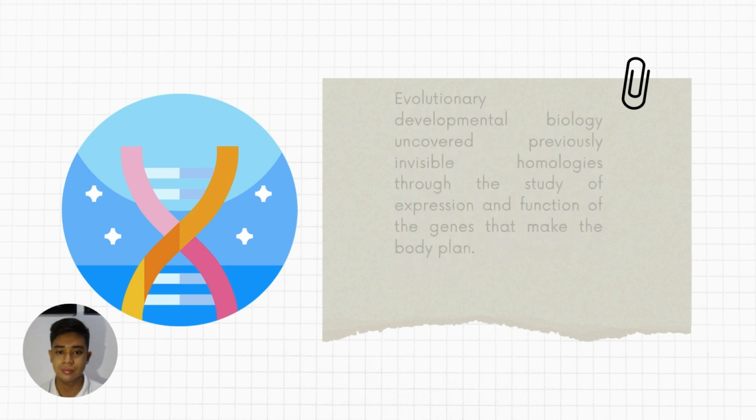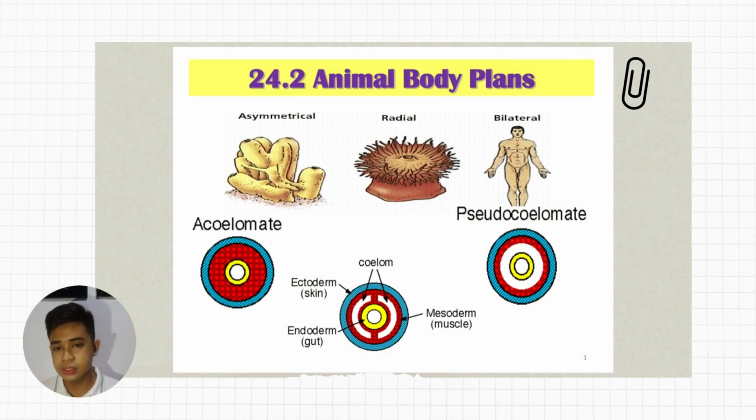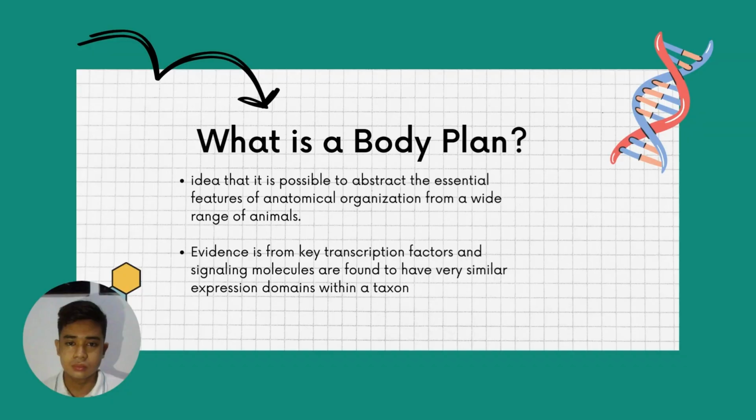a body plan. Here we can see pictures of different animal body plans, such as the acoelomate, which doesn't have a cavity, and the pseudocoelomate, which has a false cavity. You also have the asymmetrical, radial, and bilateral. But before we go deeper into that, let us first talk about what really is a body plan.